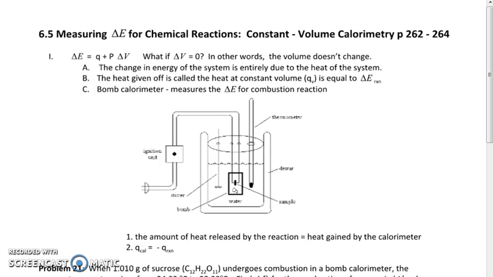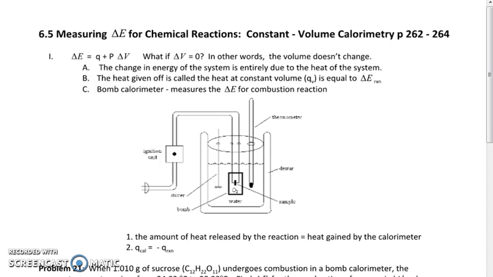Go back and remember station number 1, where we had the baggies of calcium chloride and ammonium nitrate. Those volumes did not change, but we can still talk about the delta E of those systems. So here 6.5 is talking about measuring delta E for chemical reactions at constant volume.